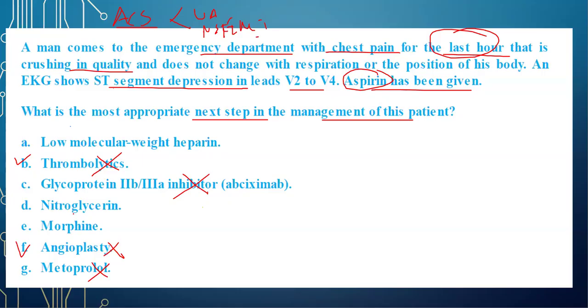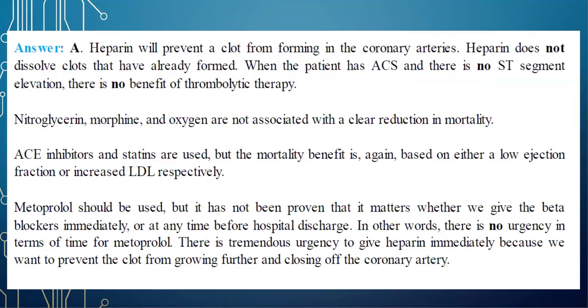Remember that. Now we have got nitroglycerin, morphine, and low molecular weight heparin. Remember, after aspirin for either unstable angina or non-ST elevated MI, heparin is the best option, as it lowers the mortality in this group of patients. So same in here, answer is heparin. Heparin will prevent a clot from forming in the coronary arteries. It does not dissolve the clot that has already been formed, but when the patient has ACS with no ST segment elevation, there is no benefit of thrombolytic therapy.